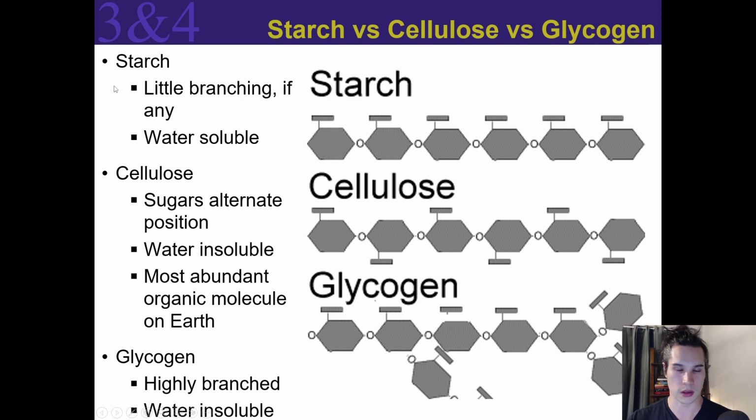All right, so let's look at roughly what these things look like. With starch, you're typically not going to find much branching, and it's water soluble. So here's your starch, and here's your cellulose. Usually your sugars alternate in position, so structurally it is different. It is water insoluble, meaning it's mostly nonpolar, because it's not dissolvable in water. Therefore, it's hydrophobic. And it's hypothesized to be the most abundant organic molecule on Earth, just because we have so many photosynthesizers on Earth.